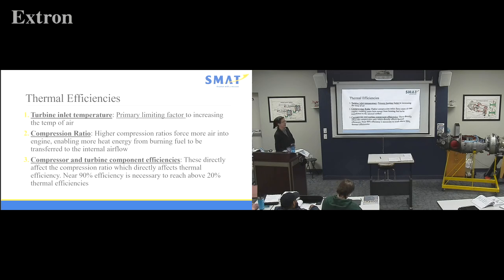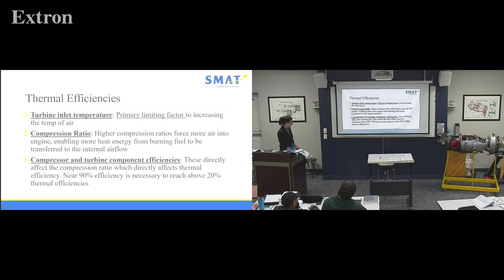So jot it in your notes. Write it in your brain. Primary limiting factor is turbine inlet temperature. Then we have our compression ratio, and higher compression ratios force more air into the engine, enabling more heat energy from the burning fuel to be transferred to the internal airflow. So we want that as high as we can without causing things to get too hot.